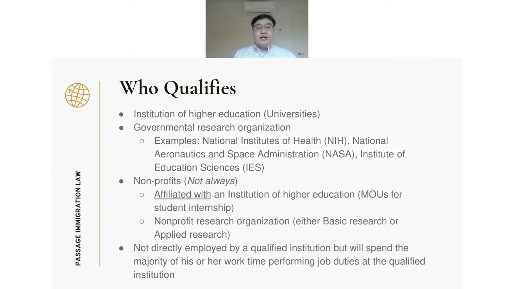And the next category is for people employed by another organization that is not qualifying. For example, employees of a nonprofit that does not qualify for cap-exempt, but if they spend the majority of their work time, for example, if the person's work time is 40 hours per week and the person works about 30 hours at a university or any other research organization, then the person's H1B can qualify as cap-exempt under this category.